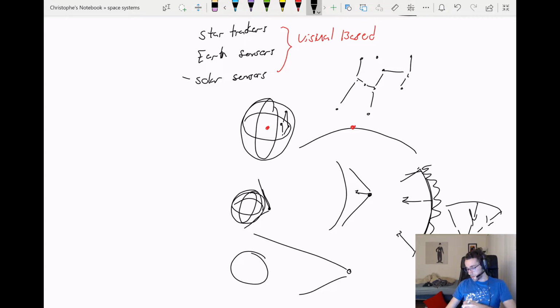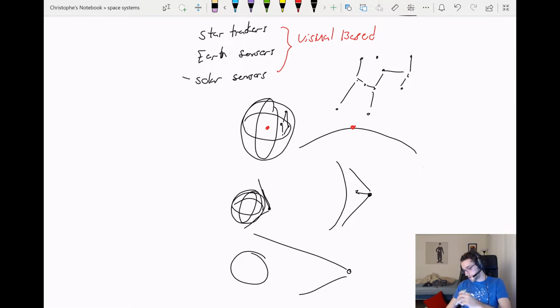So that's how Earth sensors work: they hunt for the Earth horizon, and they can use the curvature of the Earth to find out where your nadir vector is, and then from that determine where you are pointing relative to that.